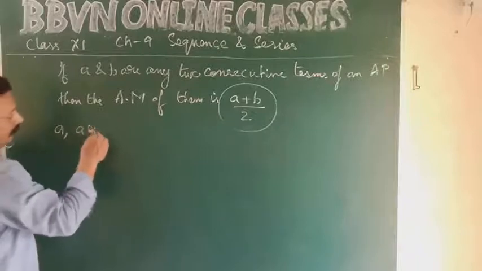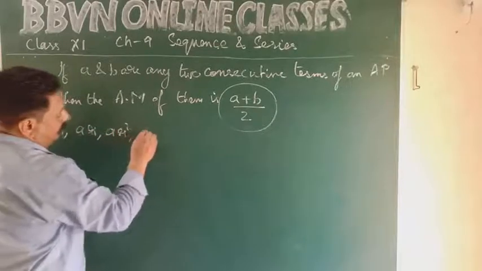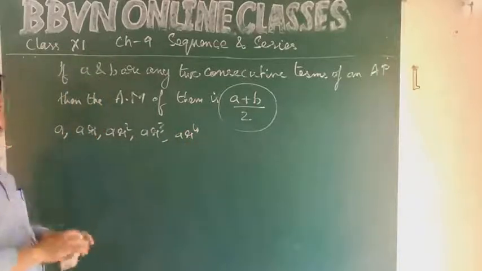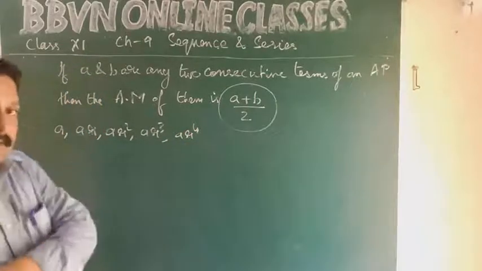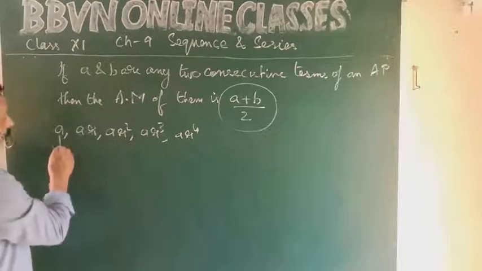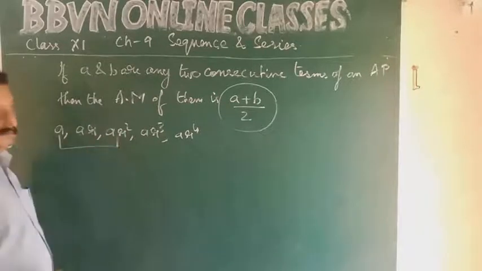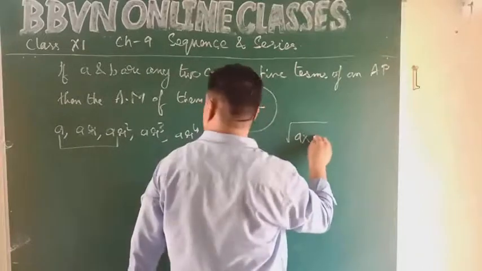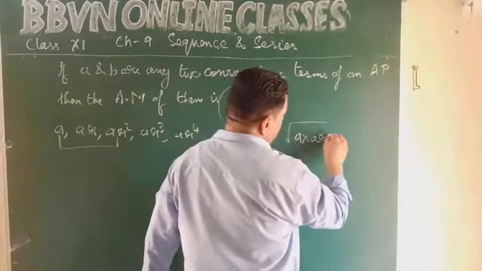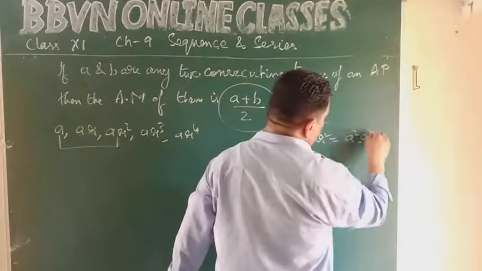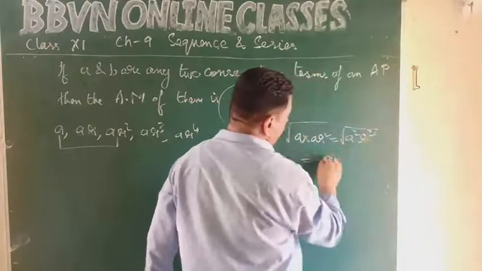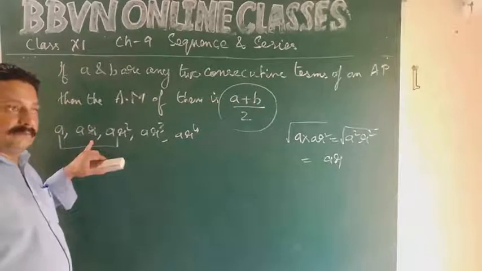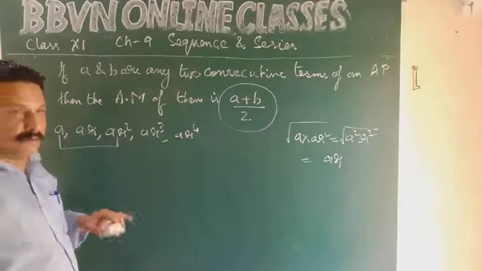a, ar, ar square, ar cube, ar power 4. Right? अब हम क्या करते हैं? We will take the square root of the first and third term. Let us see what happens. Square root of a into ar square, that is square root of a square r square. What do I get? ar. What is it? The second term. So this is the geometric mean.